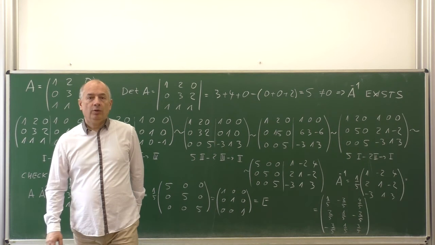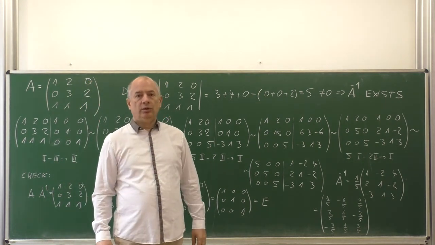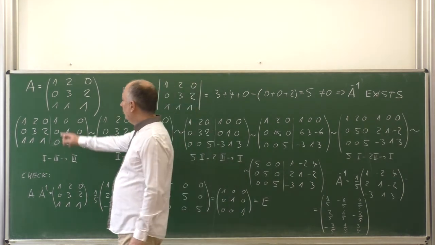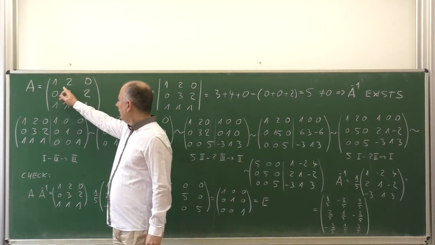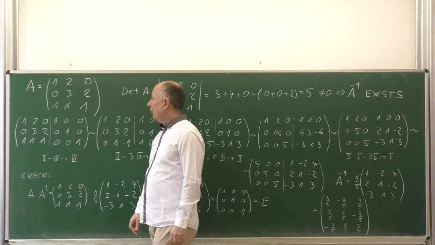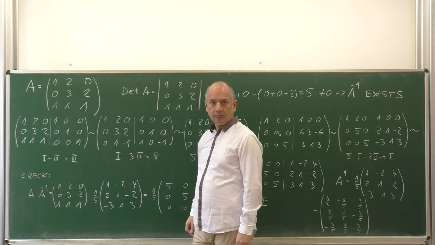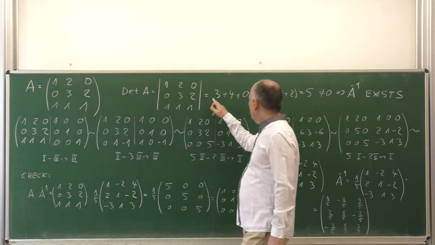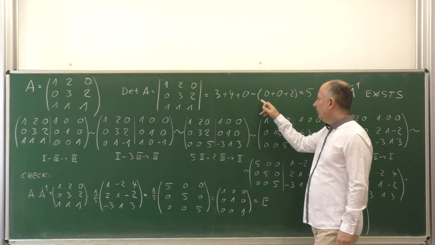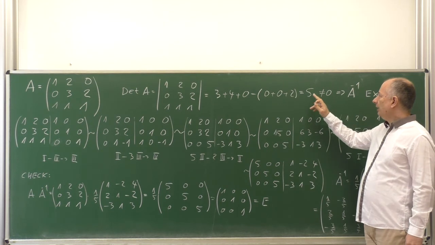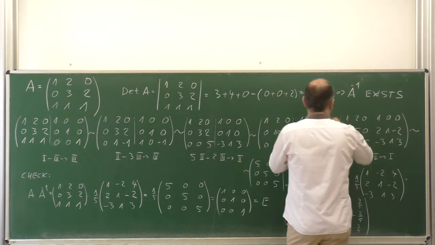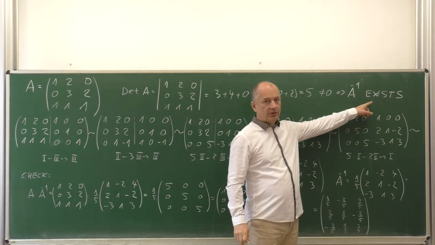In this section, we want to show how to compute the matrix inverse for a 3 by 3 matrix. So consider this matrix capital A: 1, 2, 0, 0, 3, 2, 1, 1, 1. First, we evaluate the determinant using the Sarrus rule, for example, and we get that the determinant is 5, which is non-zero. That means the inverse exists.